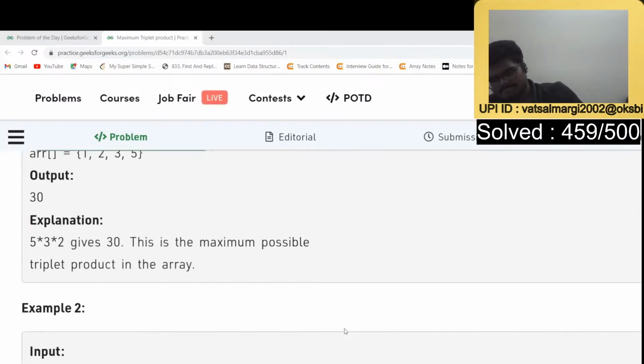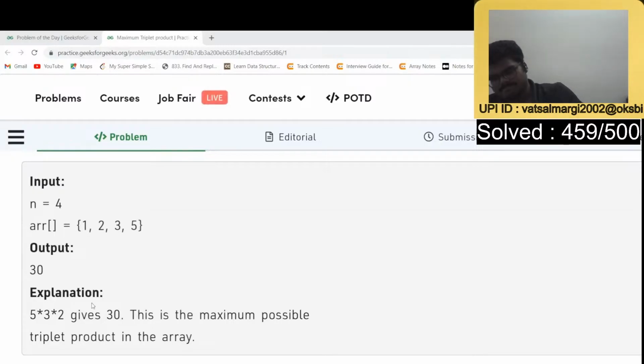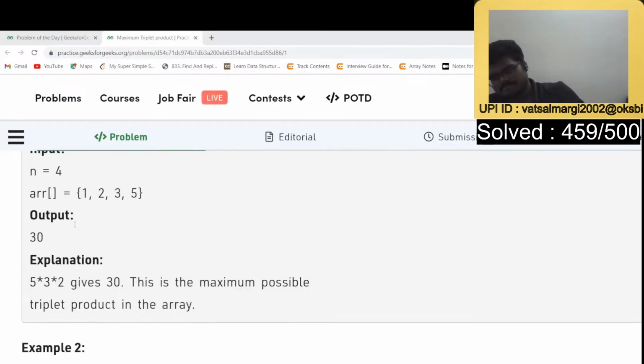Now what we have to determine is the maximum triplet product. Here if we take 5, 3, 2 as the triplet, then the product is 30, which is the maximum possible triplet product in the array. So hence we are getting the output as 30.